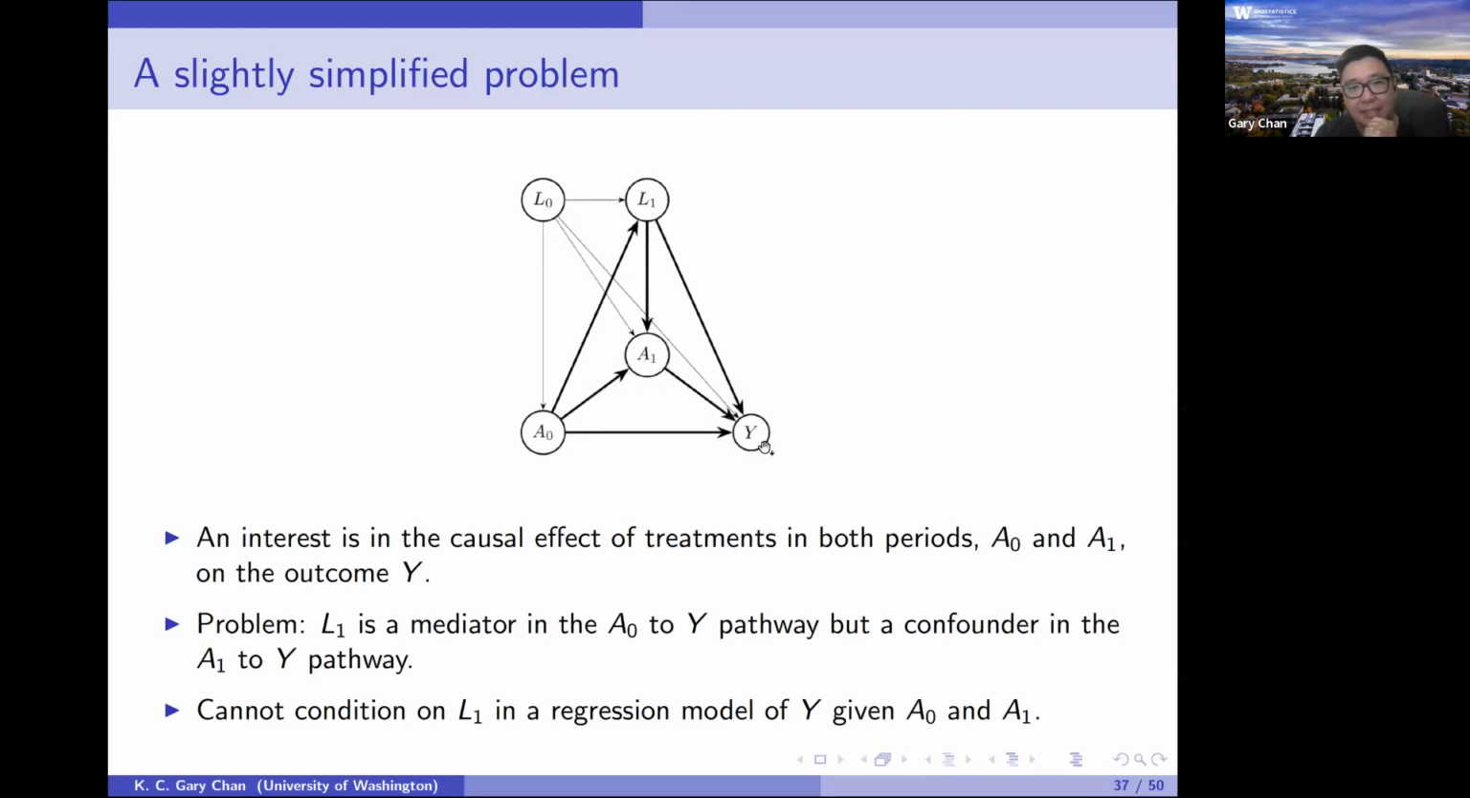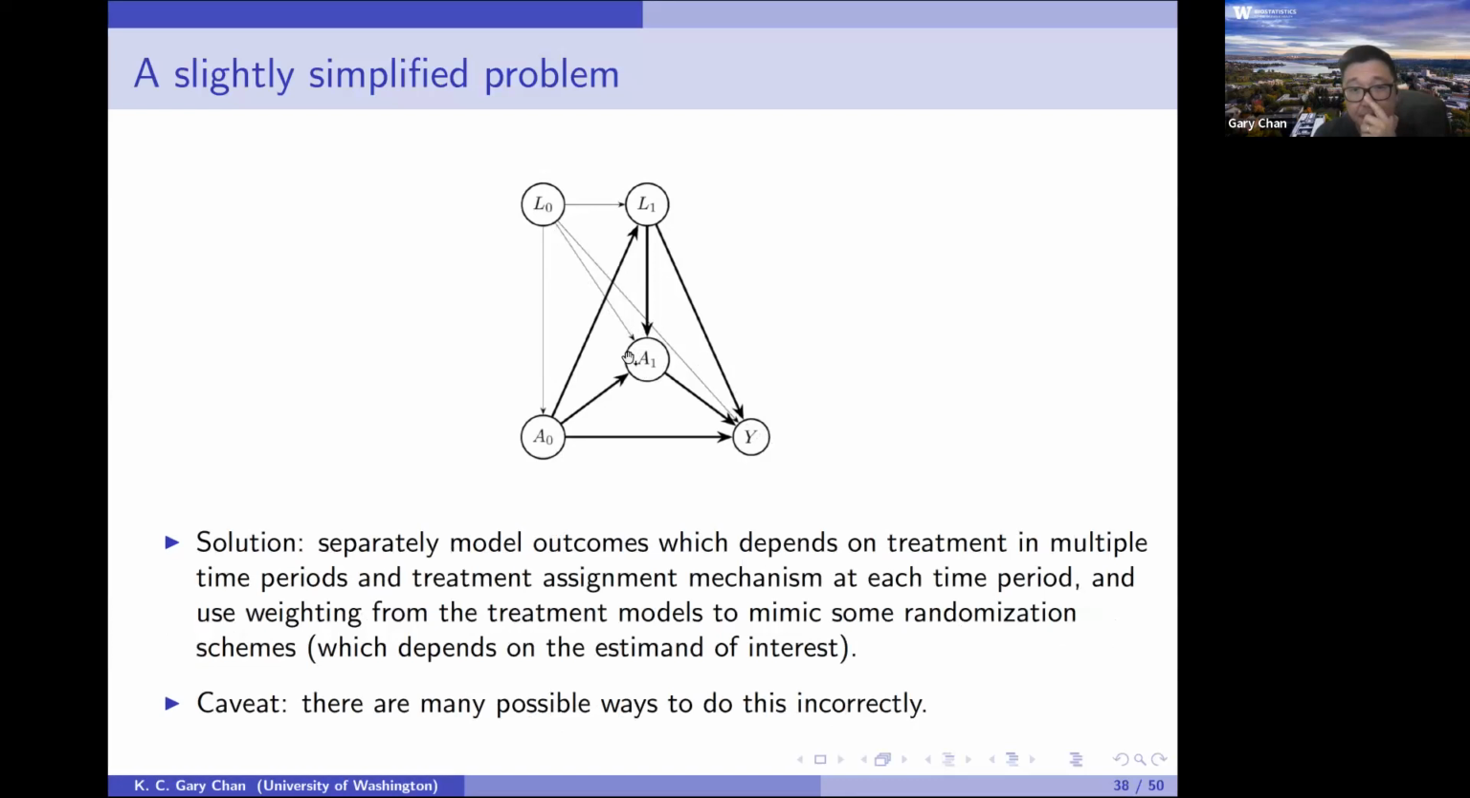But you have baseline covariates that affect the treatments, and baseline affects Y, affects your treatment at the second time point, and also affects the covariate value at the second time point. And you have a time varying covariate. So basically, a time varying covariate here is actually a confounder and a mediator in a way, because if you look at the effect of A0 on Y, L1 is a mediator, because A0 goes to L1, L1 goes to Y, so L1 is an intermediate variable.